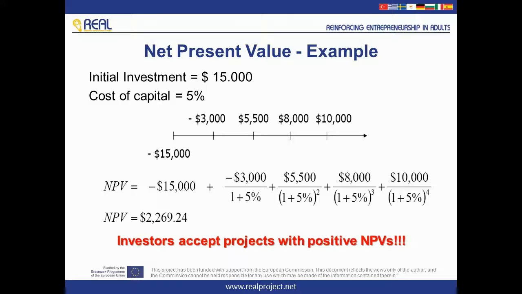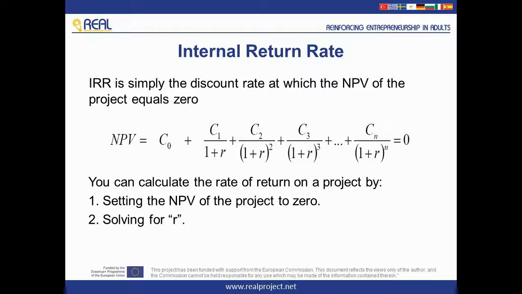$2,269.24. Remember that it is possible to have negative cash flows for the first years, but the important thing is to have a positive NPV. The internal return rate is a discounted rate at which the NPV equals 0. To calculate IRR using the formula, one would set NPV equal to 0 and solve for the discount rate R, which is here the IRR.